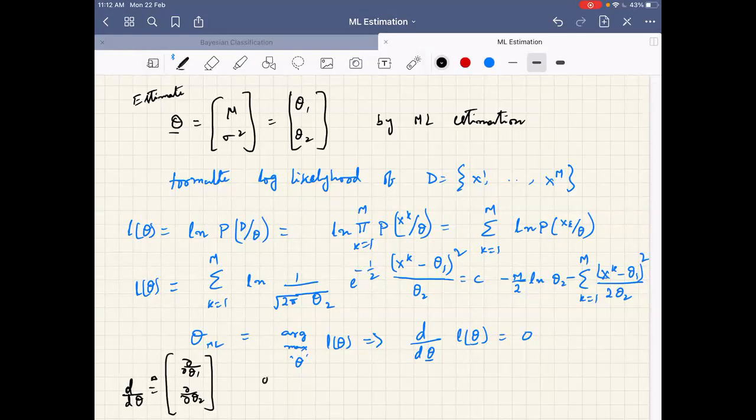First thing I will do is dou L of theta by dou theta 1, and equate to 0. This gives what? Theta 1. Give me more specific details. What is theta 1, and what do I get? The estimated mean, 1 by m into summation k equal to 1 to m of x power k. Very good.